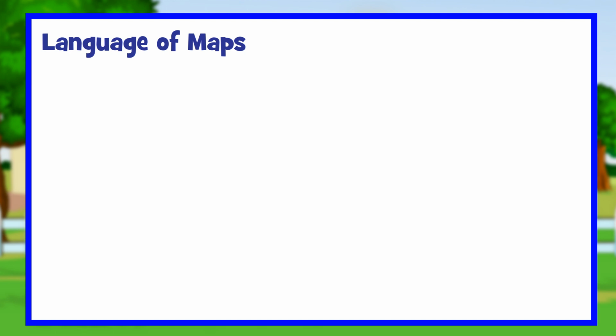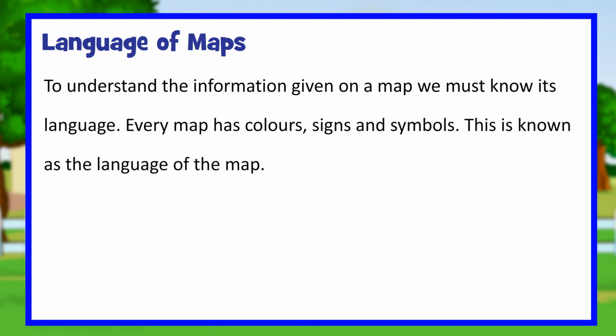Language of maps. To understand the information given on a map, we must know its language. Every map has colors, signs and symbols. This is known as the language of the map.